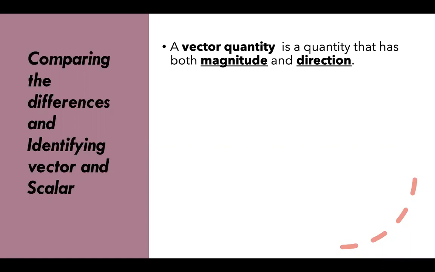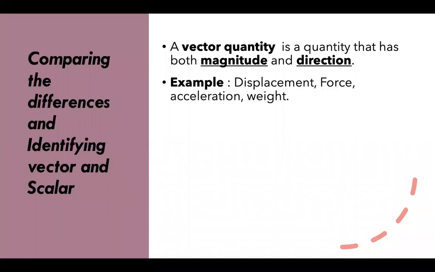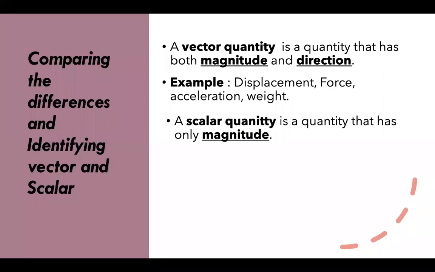A vector quantity is a quantity that has a magnitude and direction. Examples are displacement, force, acceleration, and weight. So these are vector quantities. So what are scalar quantities? A scalar quantity is a quantity that has a magnitude only, no direction.